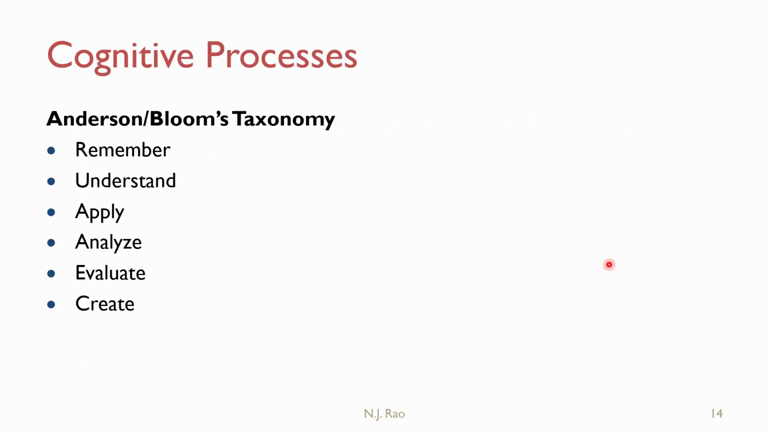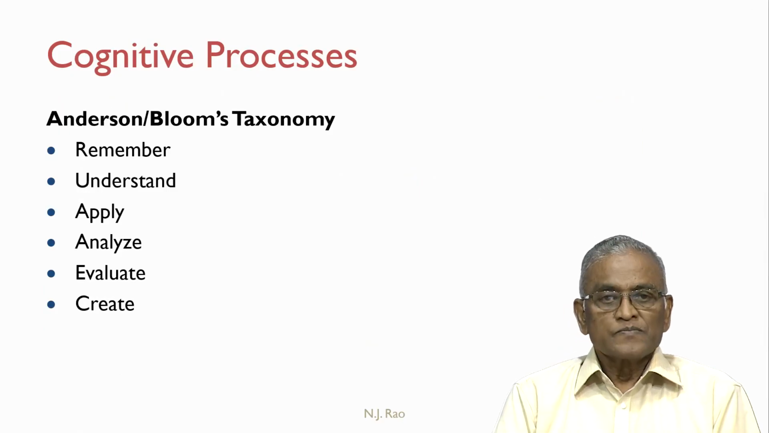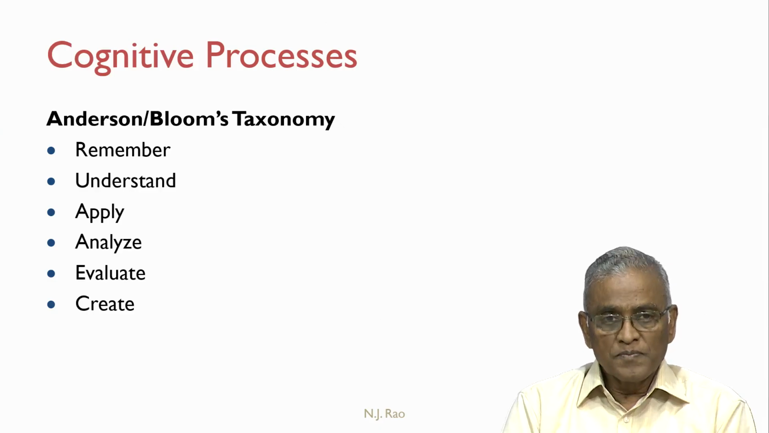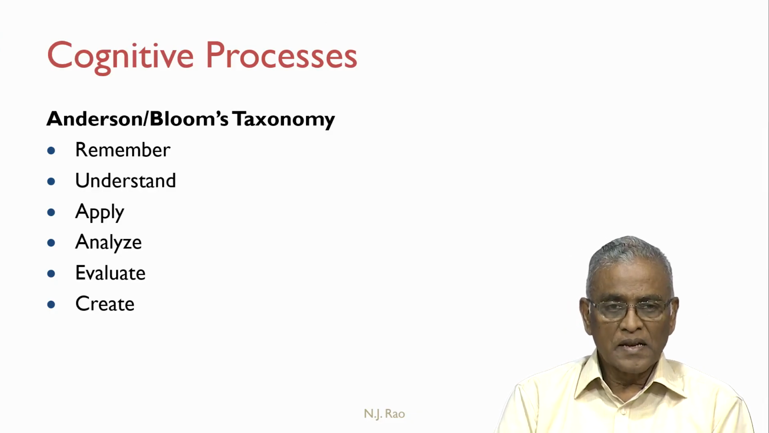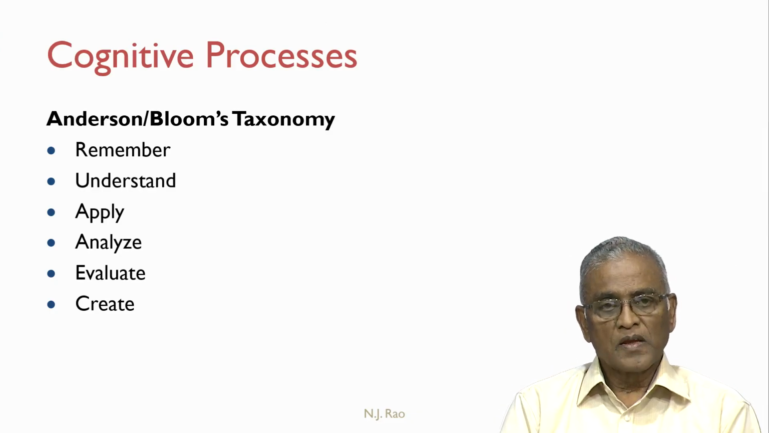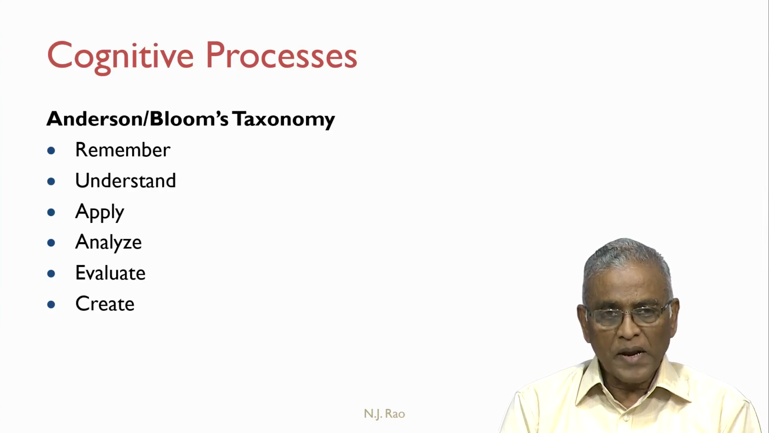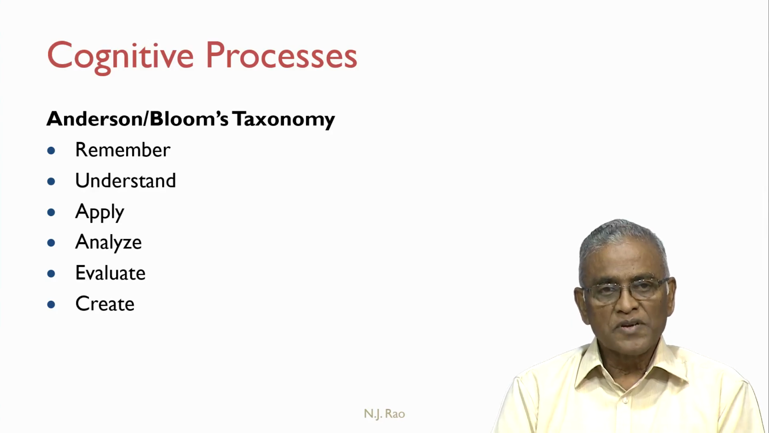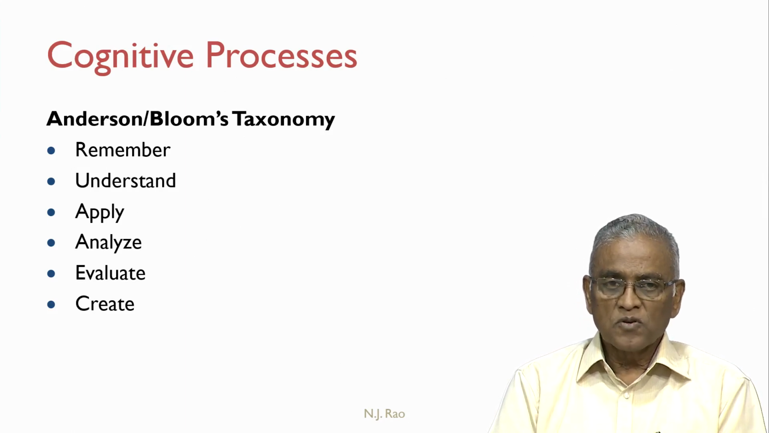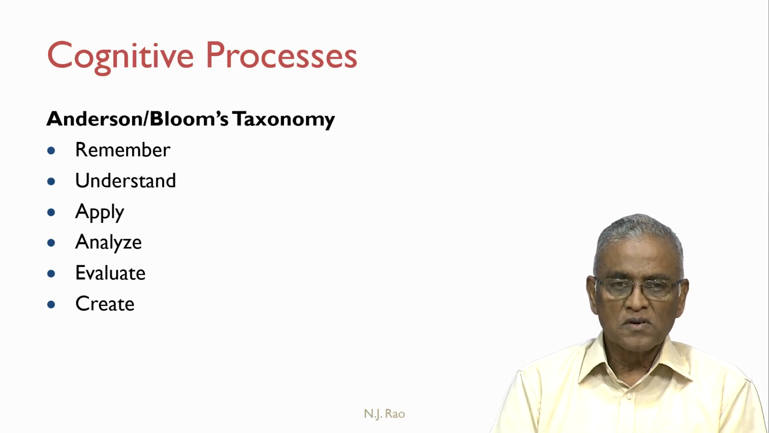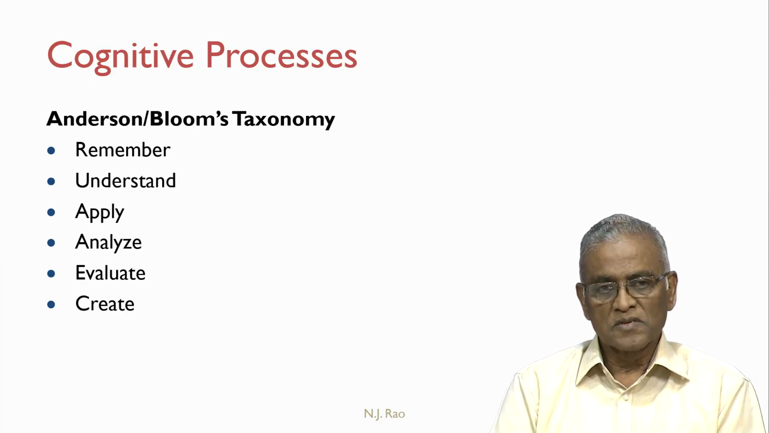Now, the cognitive processes as proposed by Anderson and Bloom are remember, understand, apply, analyze, evaluate and create. As you can see, these are practically action verbs. They are representative of action, because an outcome is stated as what the student should be able to do. So what is the doing? You are remembering, understanding, applying, analyzing, evaluating and creating. This is what you are doing. So, these represent really action verbs.